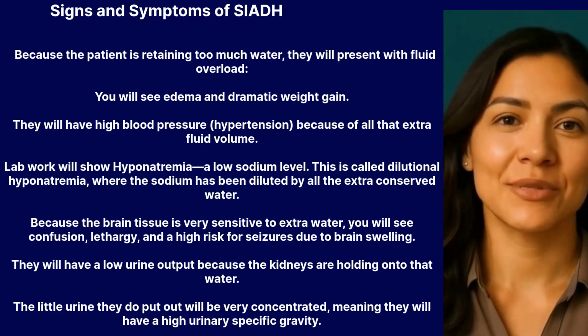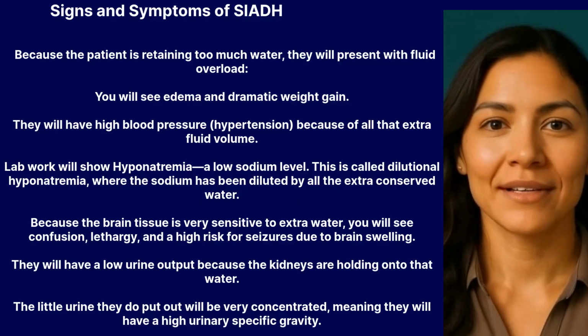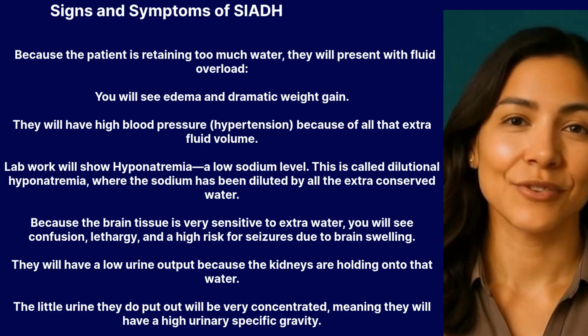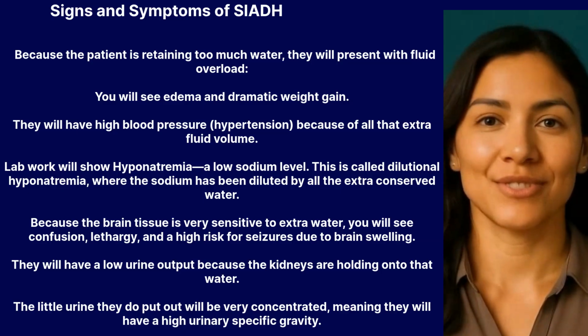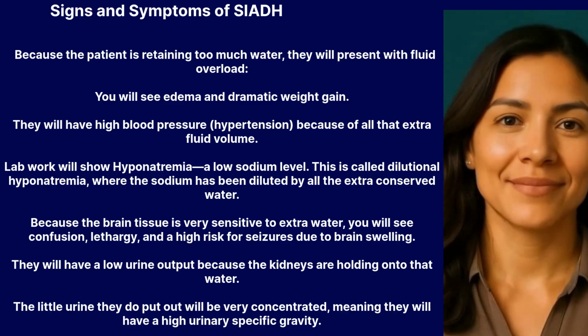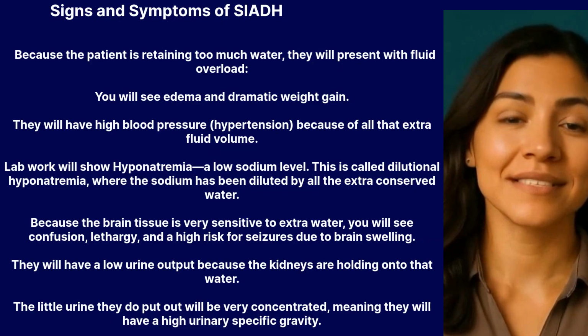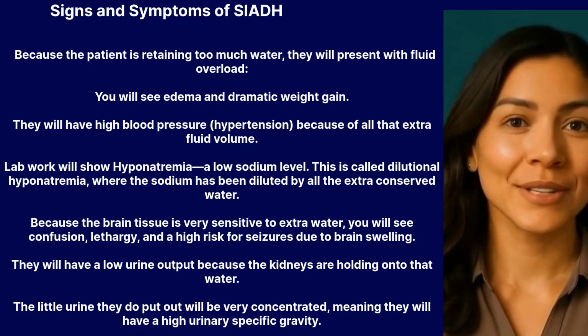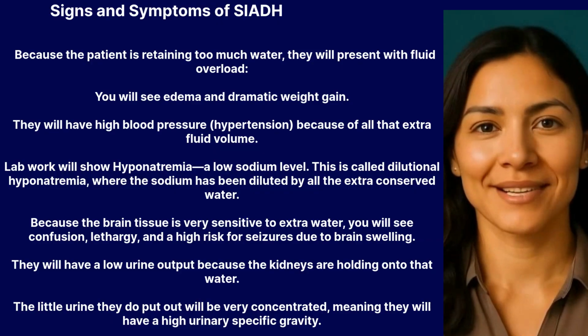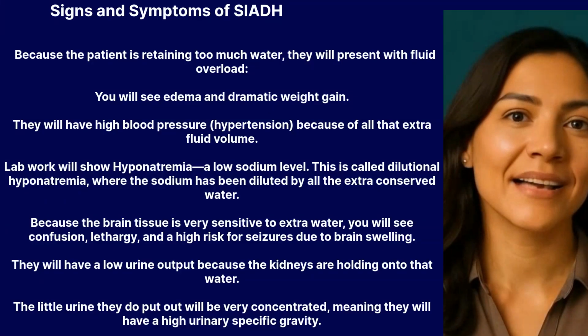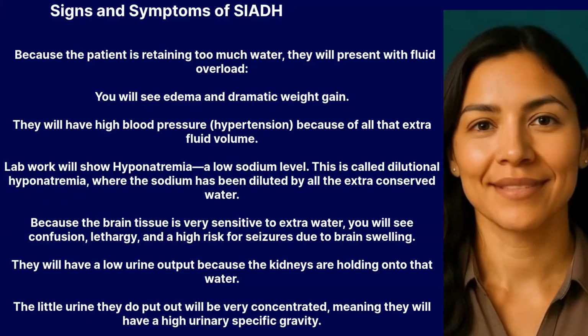Because the brain tissue is very sensitive to extra water, you will see confusion, lethargy, and a high risk for seizures due to brain swelling. They will have a low urine output because the kidneys are holding on to that water. The little urine they do put out will be very concentrated, meaning they will have a high urinary specific gravity.